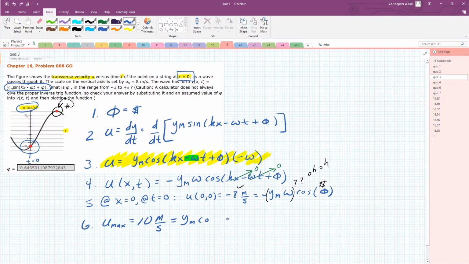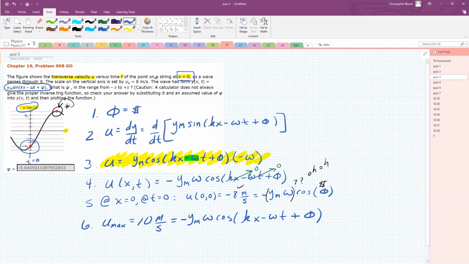Okay, so 10 meters per second equals y sub m times cosine. Well, let me do this. y sub m times that negative y sub m times omega times cosine of kx minus omega t plus phi. So here's some detective work now. Because remember, if you want to go into science or engineering, you have to be rational, logical, and at the same time imaginative, to quote SpongeBob.